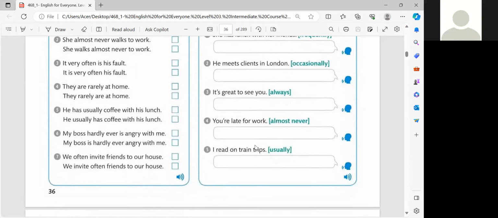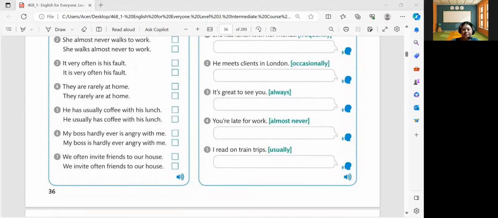Number 4. You are almost never late for work. Okay, let's check first. You're almost never late for work. Number 5. I usually read on train trips. Exactly, very good. So for this activity, you get the perfect score. Okay, good job. Right, next one.